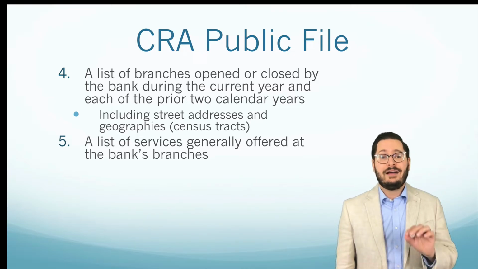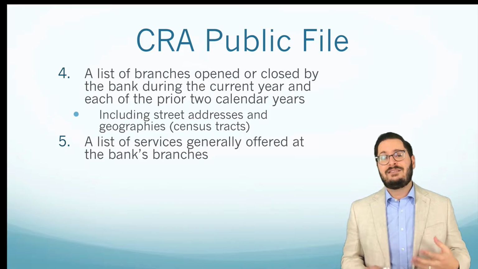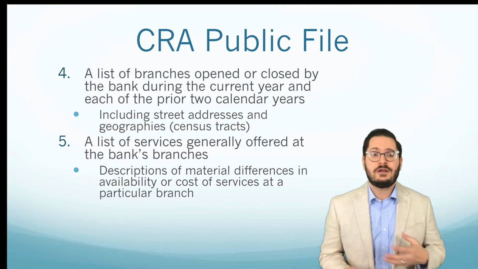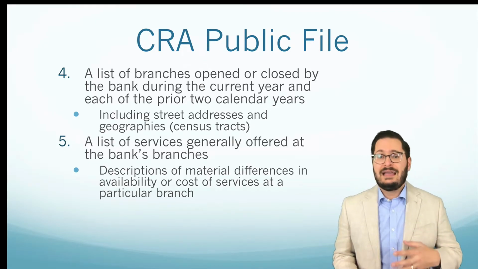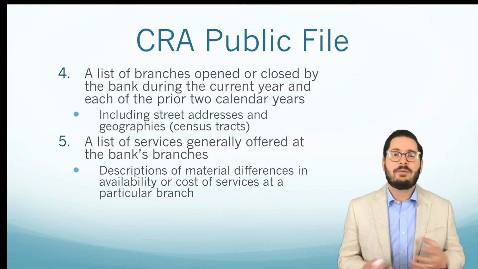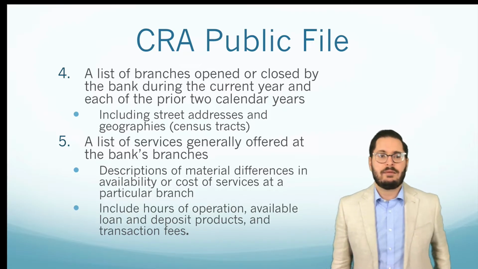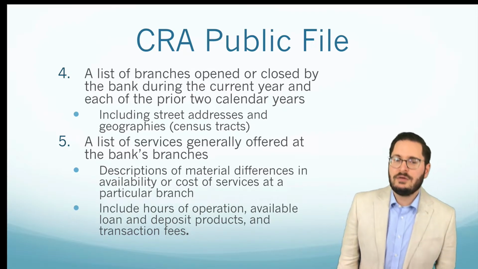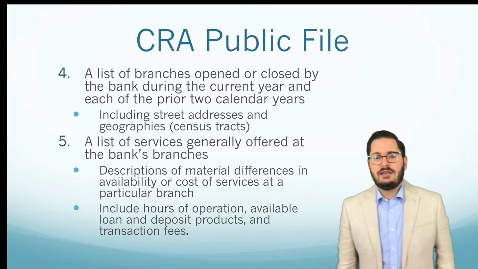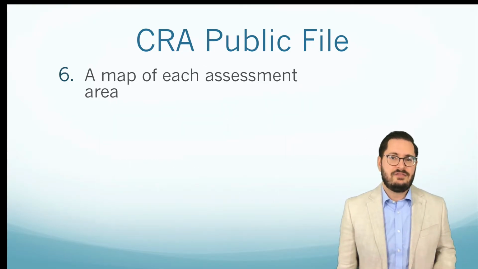Number five, you have to include a list of services that are generally offered at the bank's branches. So this would include descriptions of materials and differences in availability or differences in cost or services at a particular branch from the normal branches. So you're going to include that in your public file as well. You're also going to include hours of operation, your available loan and deposit products, and any transaction fees.